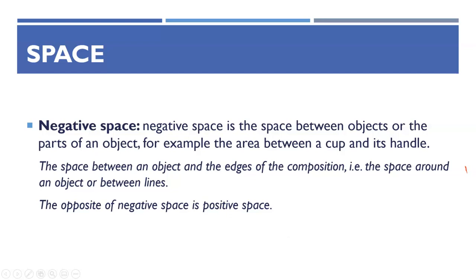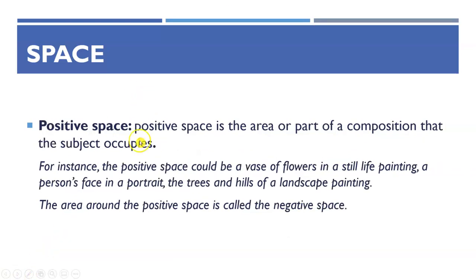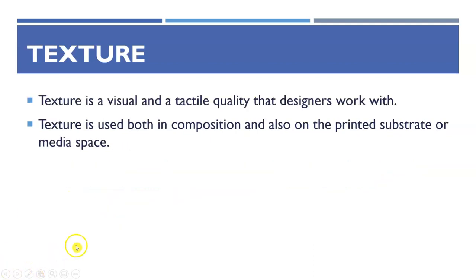Alright, so let me keep it moving here. So as you can see, positive space is the area or part of a composition that the subject or object would occupy. So positive space could be a vase of flowers in a still life painting, a person's face in a portrait, or the trees and hills of a landscape painting. All of those are positive space.